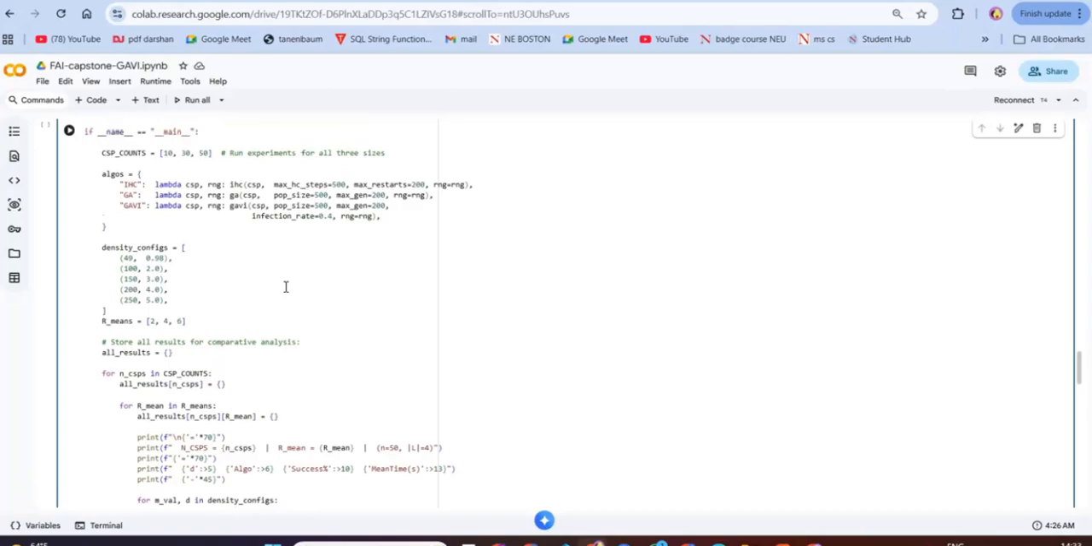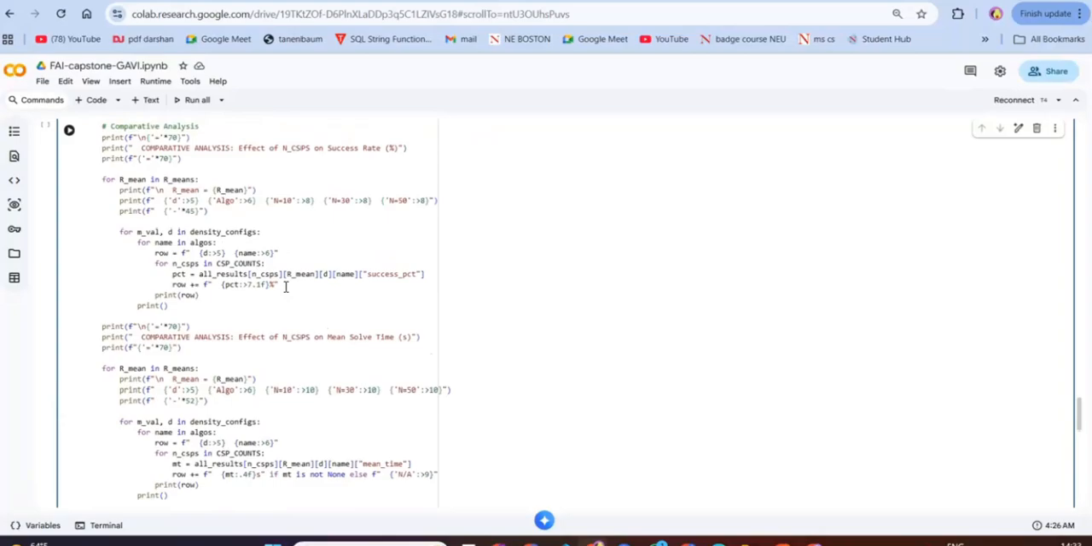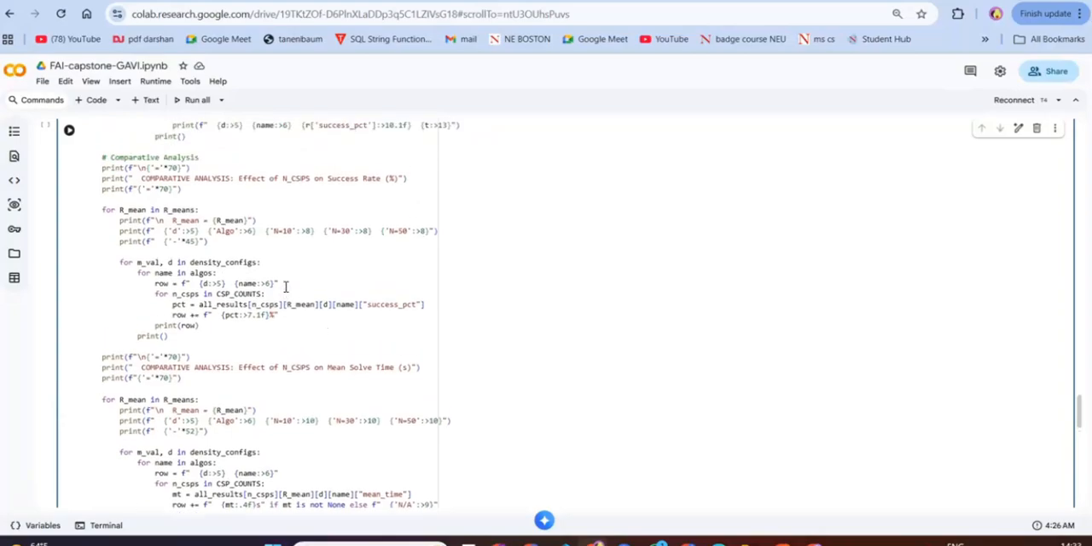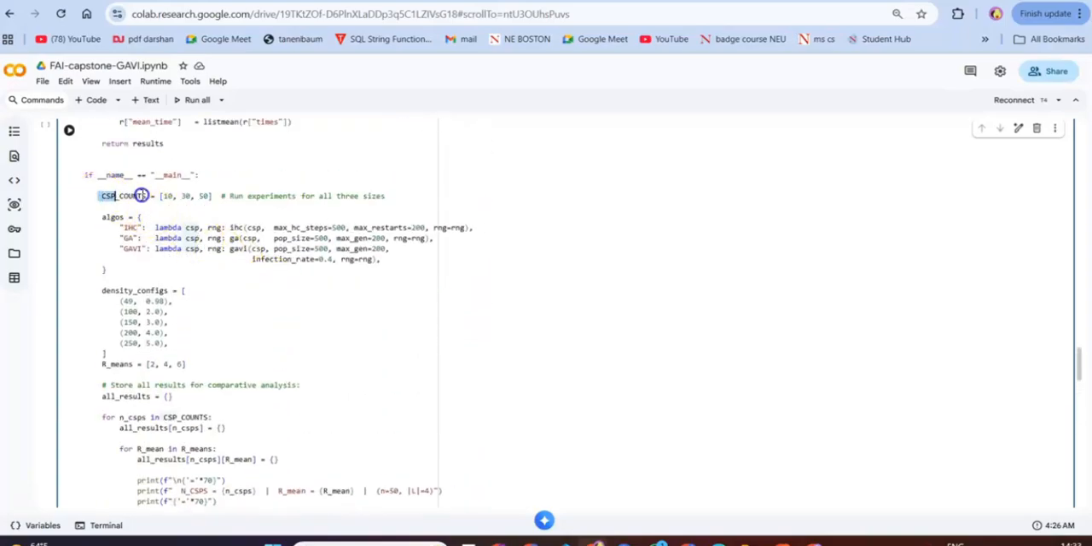Now comes the main block. Down at the bottom, run experiments is there, which runs all three solvers on the same instances and returns the aggregated success rate and mean time. The main block sweeps over 5 densities, 3 mean values, and 3 instance sizes, that is 10, 30, and 50 CSPs. These are the densities 0.98, 2, 3, 4, and 5, and it runs for 3 R means, that is 2, 4, and 6.